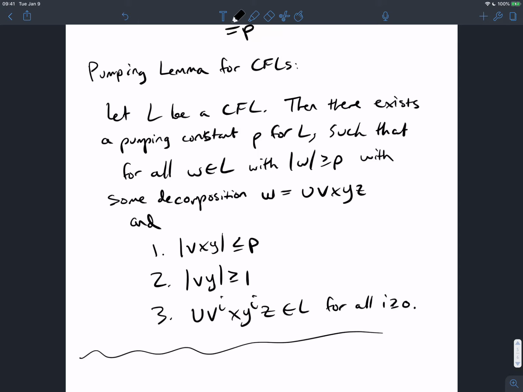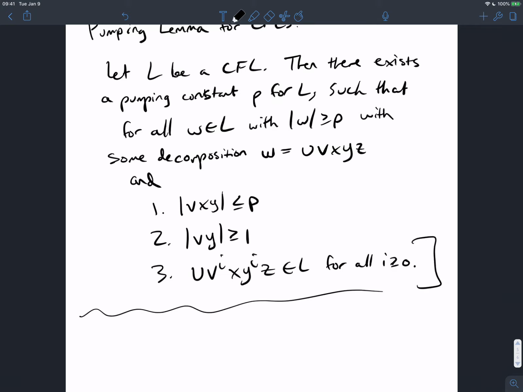But if you find a string that is in the language of length at least p, what could you guarantee? Well, if you found one, then look at this. If I increase i by 1, do I get a new string every single time? How can you tell? The length gets longer, right? Because if I put in another copy of v and y, that means I add some characters, which means the string gets longer. So if there is a string in the language of length at least p, the language must be infinite. So that's actually a way to check if a language is finite or infinite. Cool.